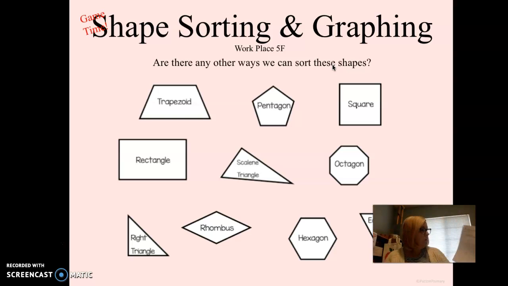Okay, so on my unequal or equal graph, hexagon, equal sides. Scalene triangle, unequal sides. This is a little hard to do upside down. Trapezoid, unequal sides. Square, equal sides.